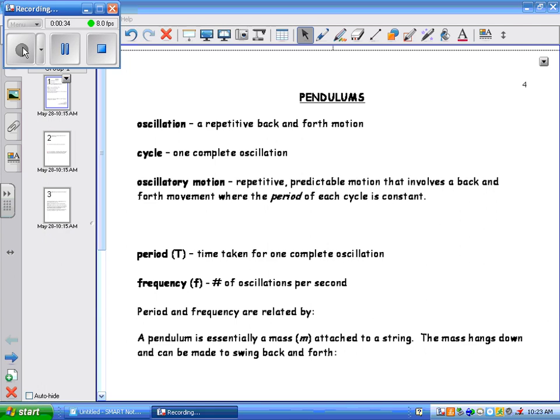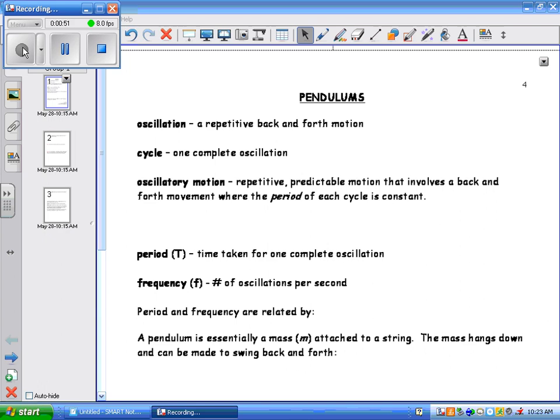The unit that we're doing now, as some of you might have known from the lab that we did yesterday, is periodic motion. We're going to look at things that have a regular, repetitive back and forth movement. And so we're going to start our look at that kind of periodic motion by looking at pendulums. And the first little bit here is just a whole bunch of definitions.